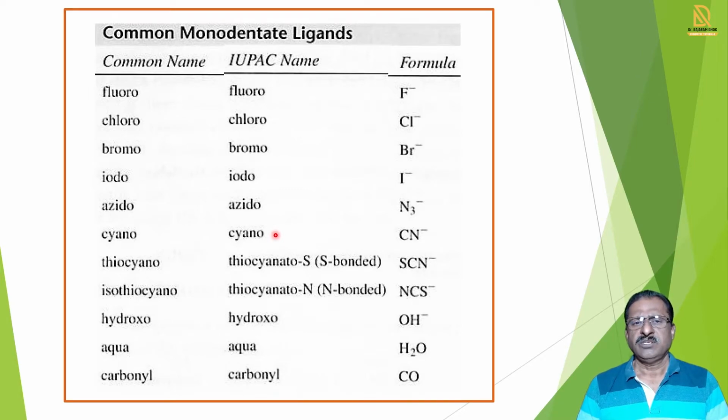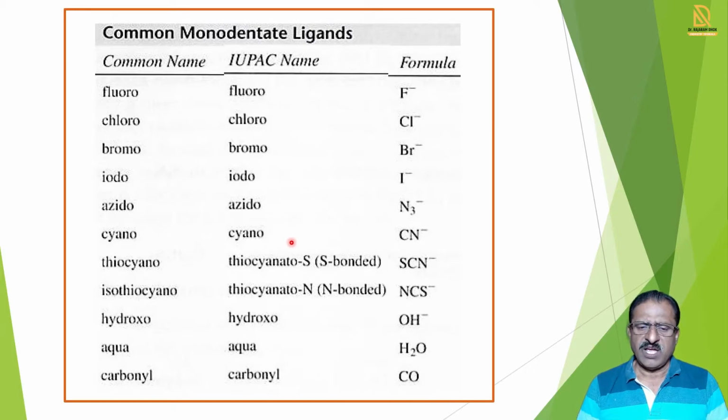When CN is attached to a metal and forms a simple compound, it is called cyanide. But when CN is present in a coordination compound and acts as a ligand, its name is given by the IUPAC method, and that is cyano. Its formula is CN minus.